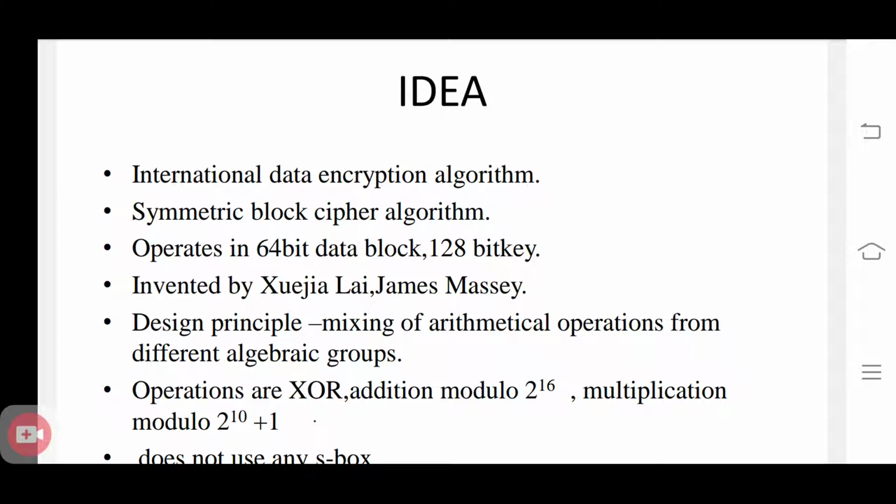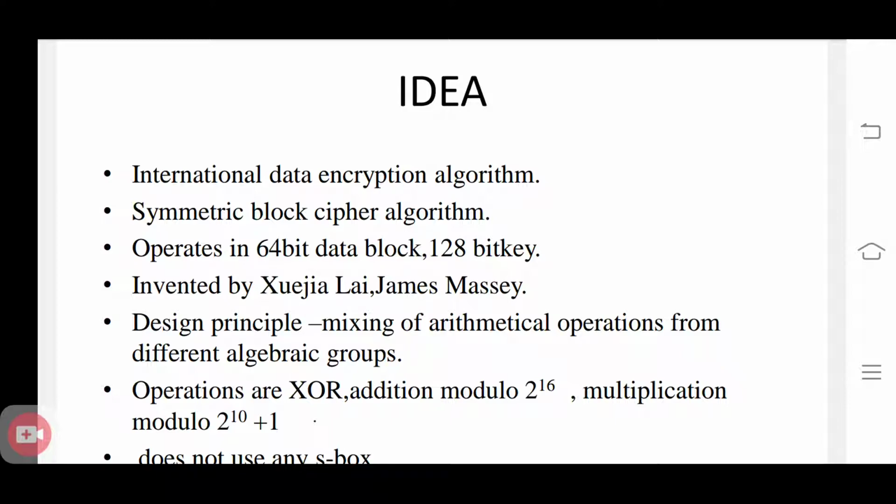So, what are the plain text block length and the key length for IDEA? For IDEA, we have a 64-bit data block and a 128-bit key. So the two inputs for the IDEA algorithm are a 64-bit data block and a 128-bit key. It was invented by Lai and James Massey.